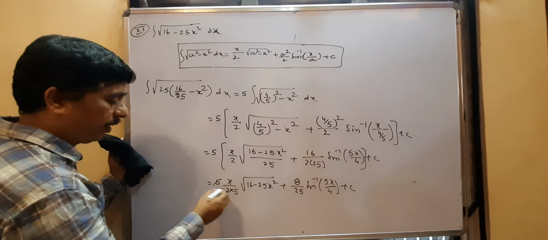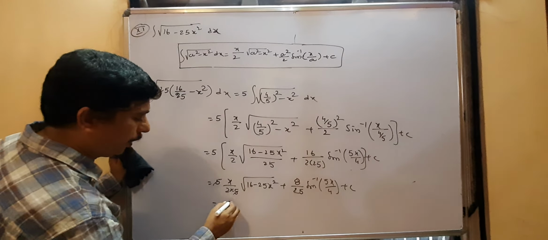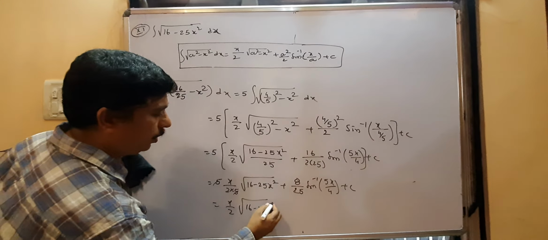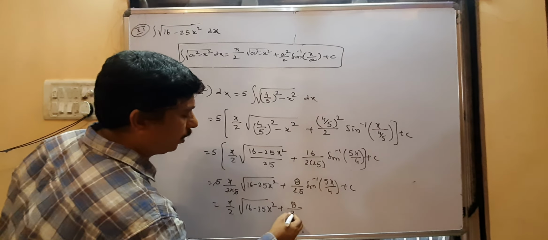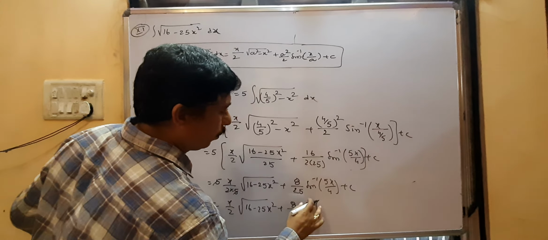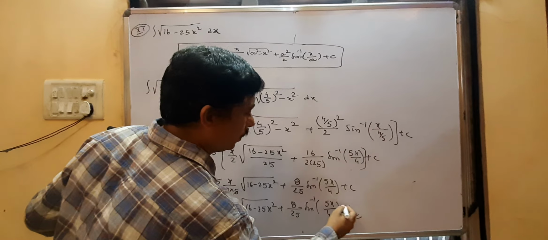Now cancel it, 5 cancel, 2 to 4. So x by 2 into root of 16 minus 25 x square plus 8 by 25 into sin inverse of 5x by 4 plus c is the answer. Copy it.